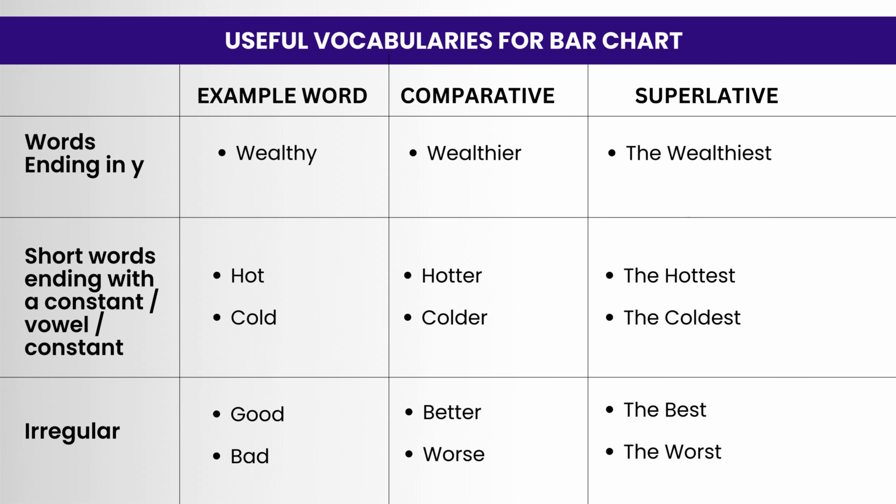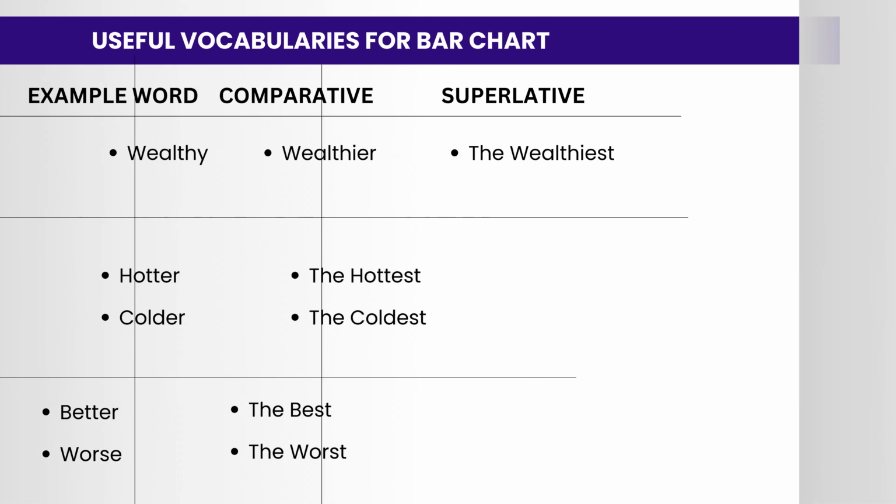Words ending in Y. Wealthy, wealthier, the wealthiest. Short words ending with a consonant vowel consonant. Hot, cold, hotter, colder. The hottest, the coldest. Irregular, good, bad, better, worse, the best, the worst.